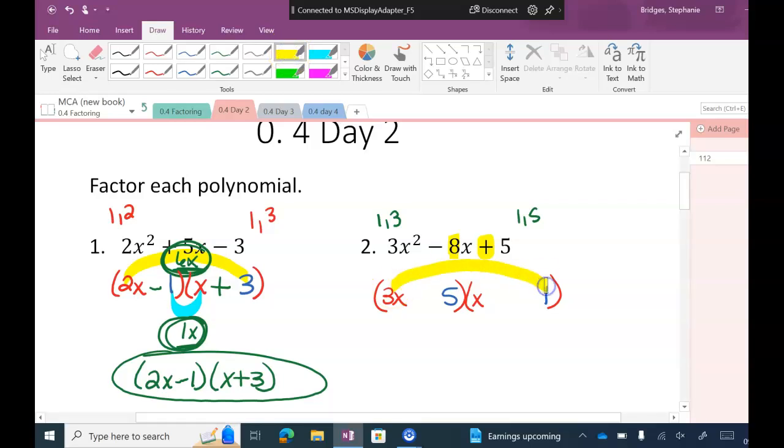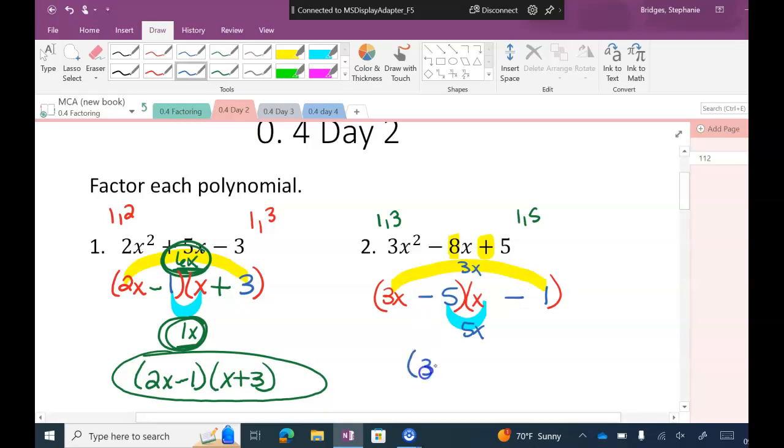Product of the outside was 3x times 1. Okay. Product of the inside, 5x. Does 3x and 5x add to give me 8? Yes. Are my signs supposed to be the same or different? The same. And they're both going to be the same as the first sign, which is minus.